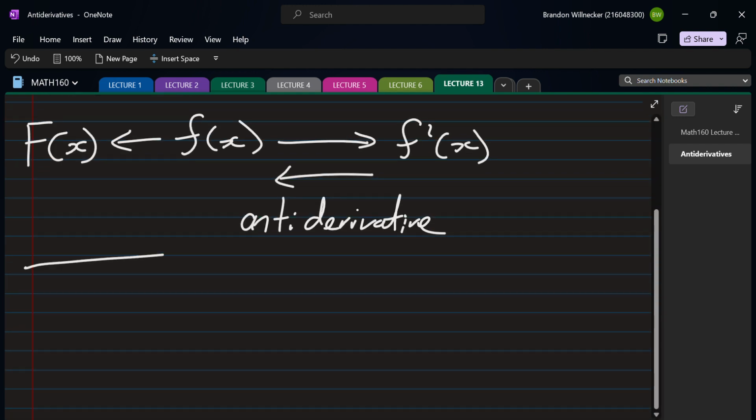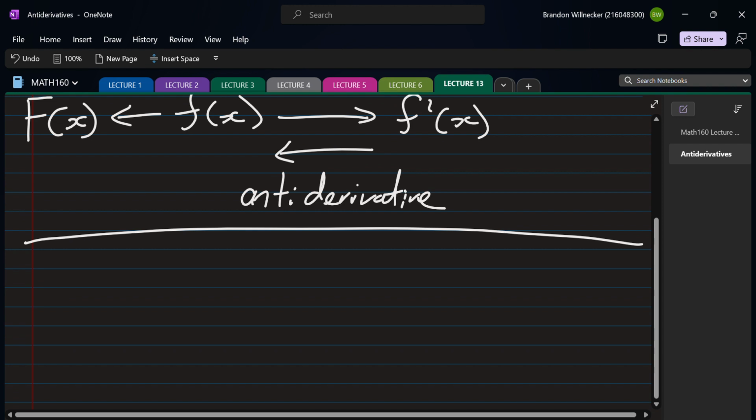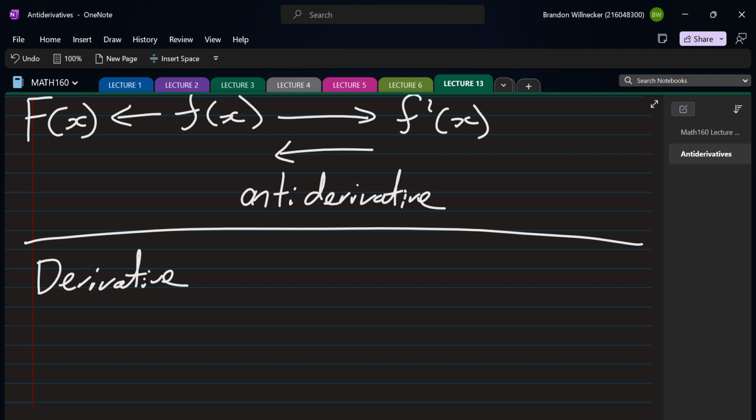And there were some rules that we found with taking the antiderivative just by reversing that process. So when we took the derivative of x to the n, so here, derivative, on the other side, antiderivative.